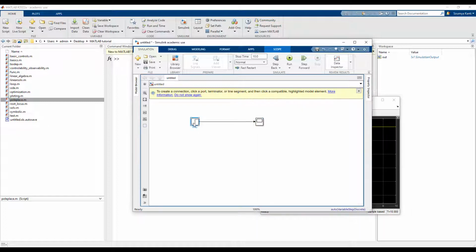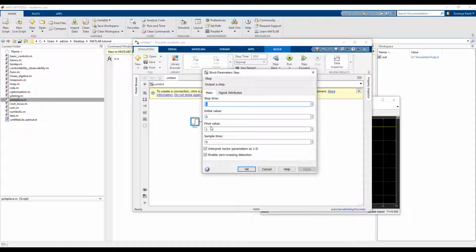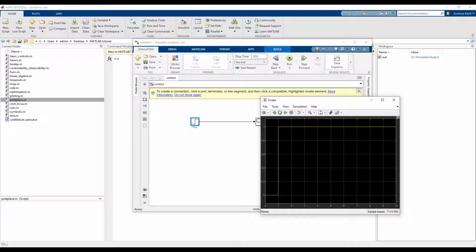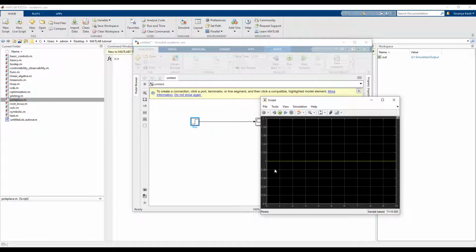Okay, so you can change that also. This step time, if I make it 0, you will have a run button here also. I can run it from here directly. So you can see that it starts from 0 itself and it starts at 1.